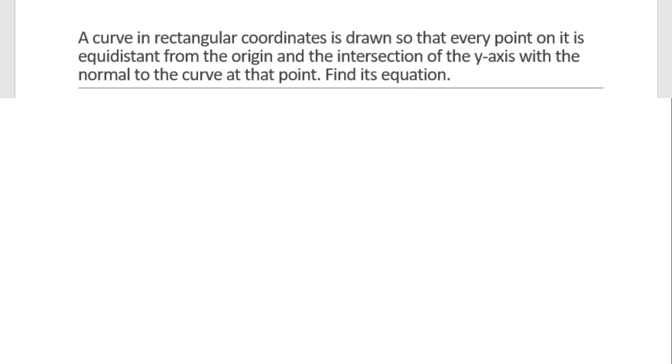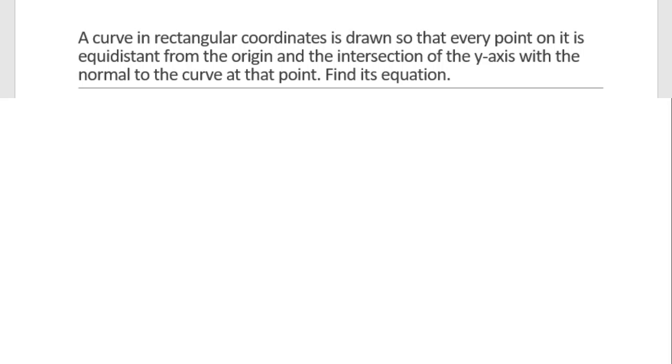So we have this problem. A curve in rectangular coordinates is drawn so that every point on it is equidistant from the origin and the intersection of the y-axis with the normal to the curve at that point. Find its equation. So first, guys, is determine the geometric properties present on the problem. Or you just need to visualize it. Best way for that is you need to draw.